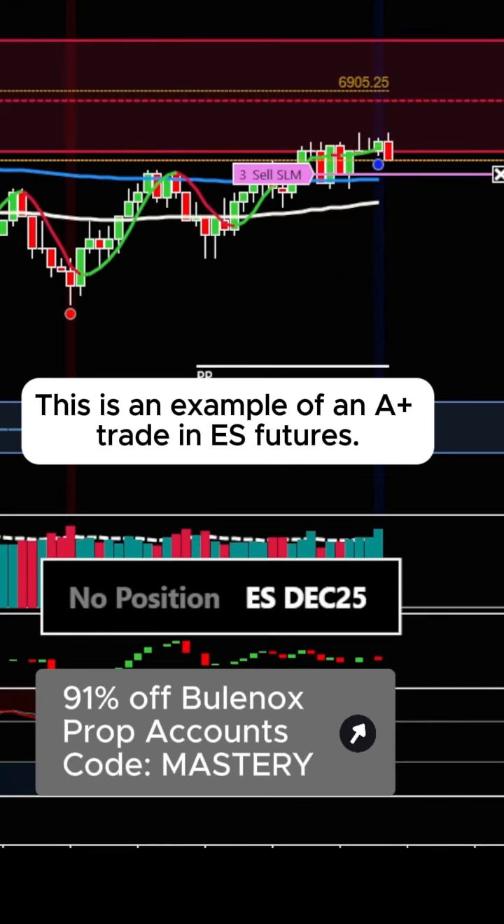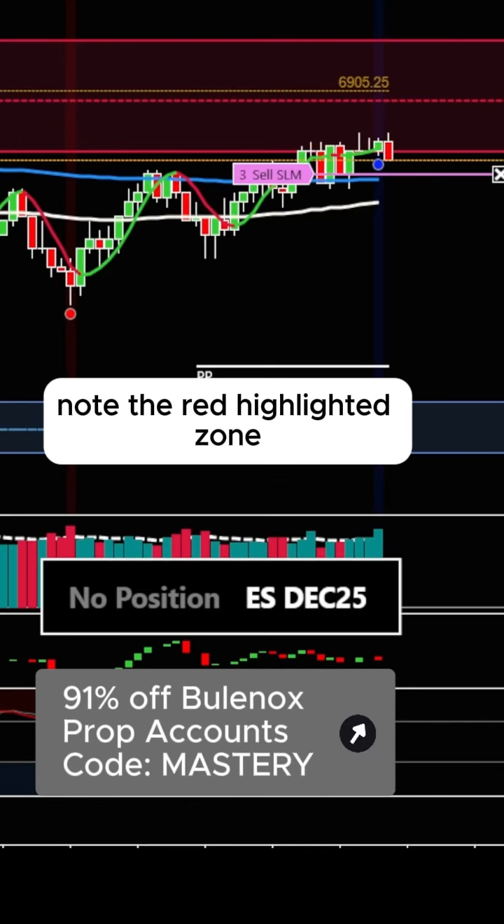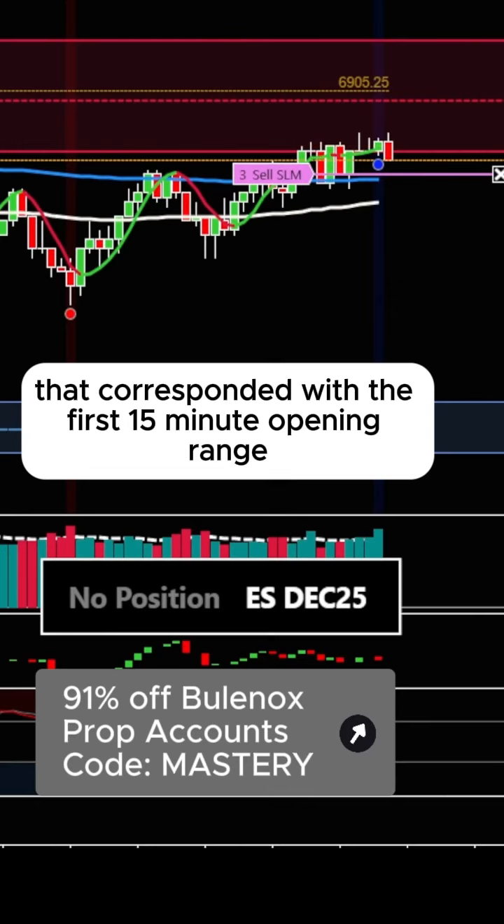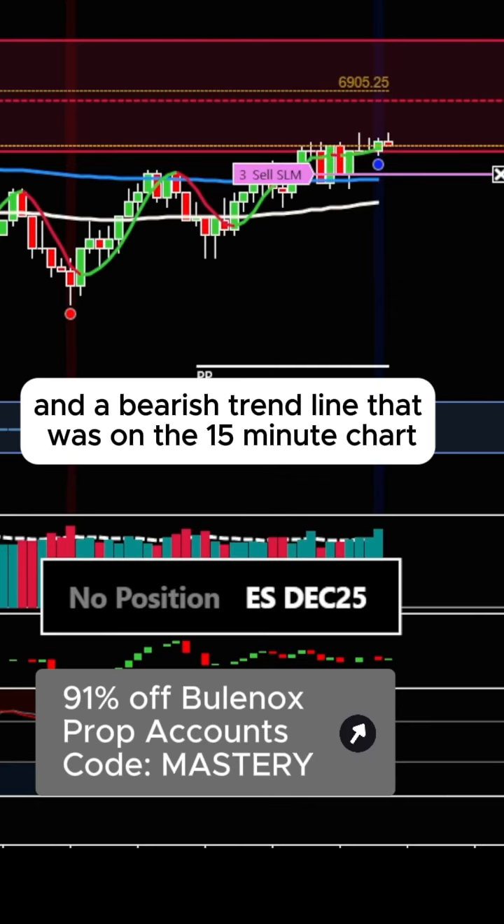This is an example of an A-plus trade in ES futures. This was at the New York Open. Note the red highlighted zone. This was a heavy resistance zone that corresponded with the first 15-minute opening range and a high volume zone from the order profile and a bearish trend line that was on the 15-minute chart.